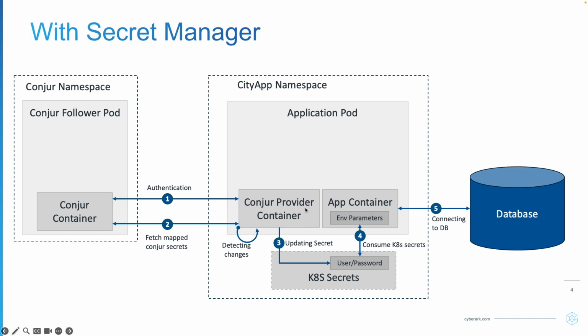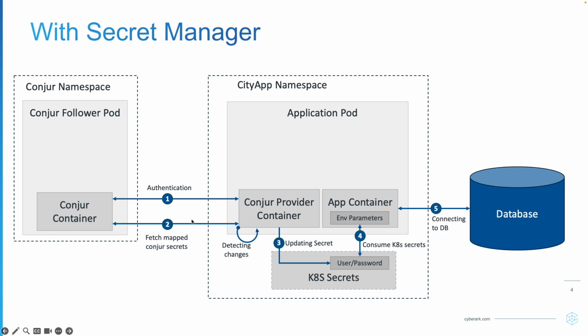In my case here, I will set it to run as an init container. This container will be run using a CyberArk-provided image with a Conjur provider. When this container runs, it will connect to Conjur. The first step is authentication using Kubernetes native information like a service account, a namespace, and so on, to authenticate with Conjur.